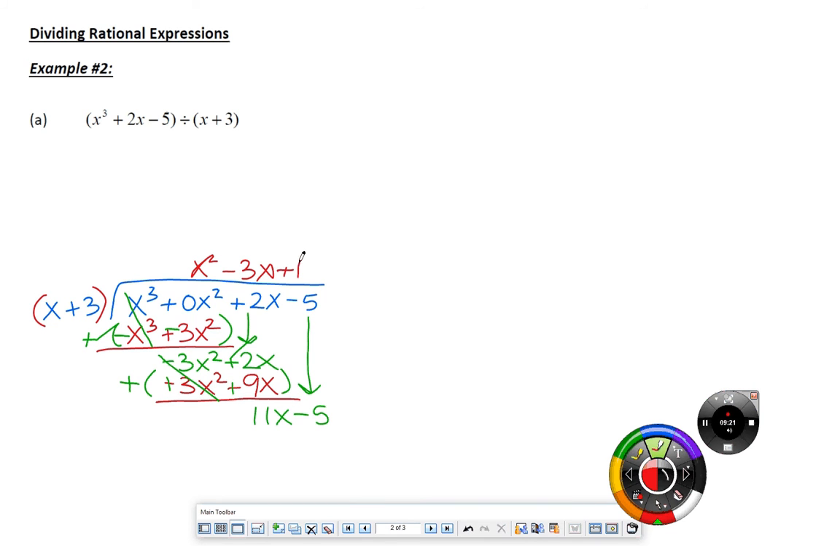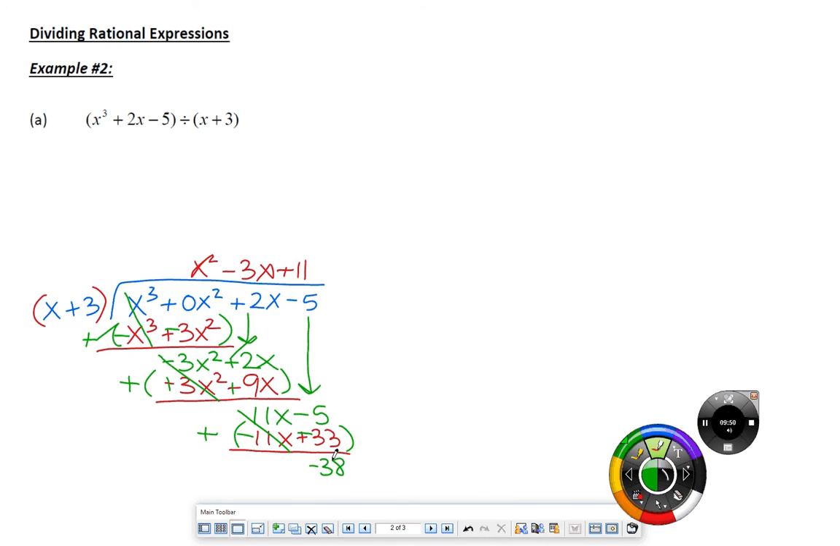So 11 times x is 11x. 11 times 3 is 33. And then remember that I want to use the operation of subtraction with these, okay, which is like adding the opposite of each of these once that negative is distributed. So again, this cancels out like I wanted. I get negative 38. At this point, I'm done. Here's how I know I'm done.